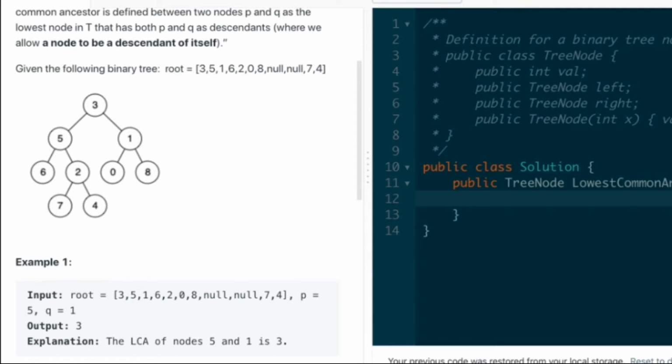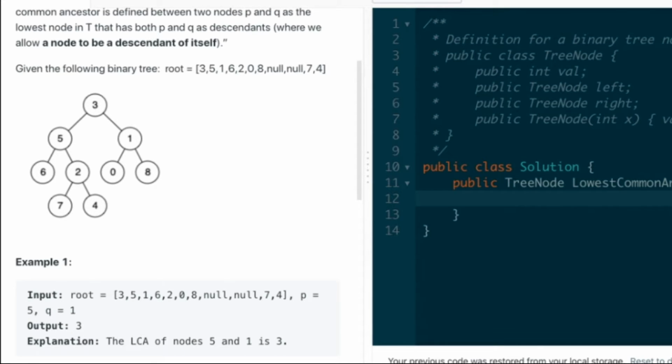3 is equals to P or Q? No. 5 is equals to P or Q? Yes, 5 is equals to P or Q. 1 is equals to P or Q? Yes, 1 is equals to P or Q. So we found both the nodes we are looking for. So the thing we need to do right now is to look above and find the closest node to both 5 and 1. And in this case, it's 3. So 3 is the lowest common ancestor of 5 and 1.